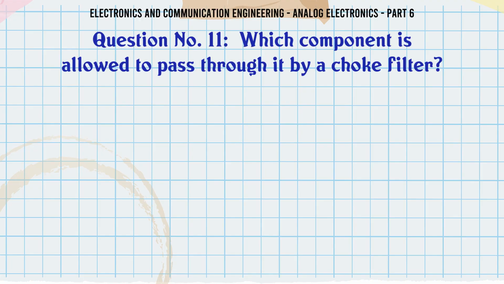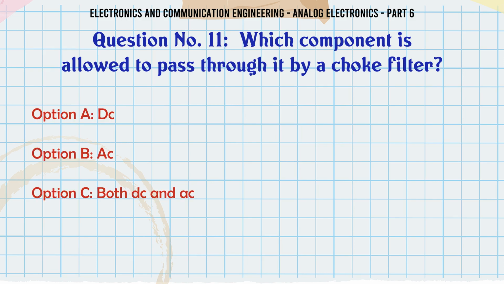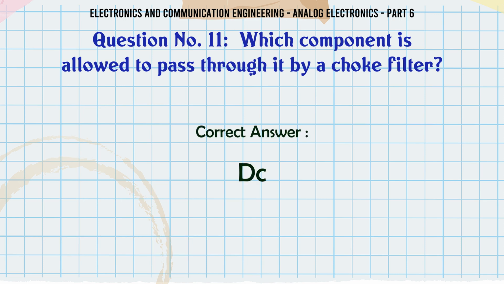Which component is allowed to pass through it by a choke filter? A. DC, B. AC, C. Both DC and AC, D. Only high frequency AC. The correct answer is DC.